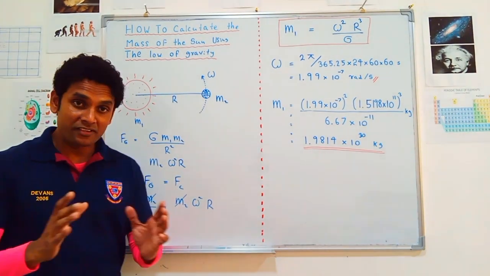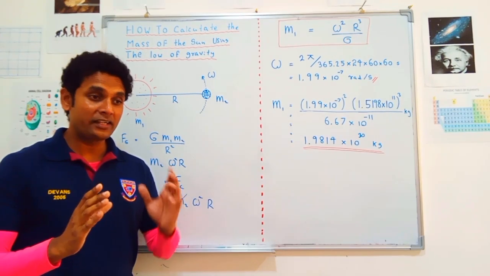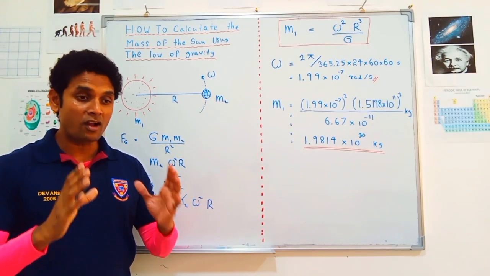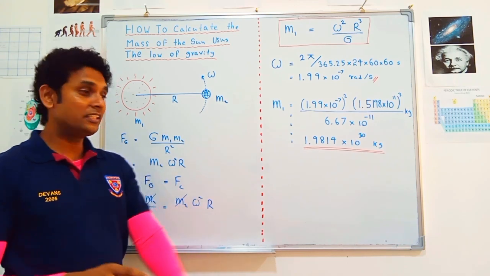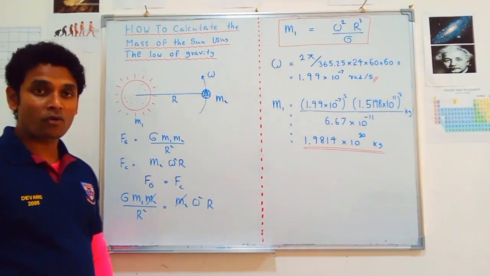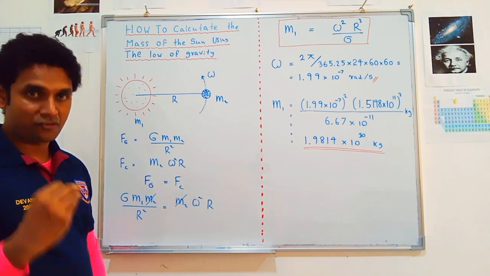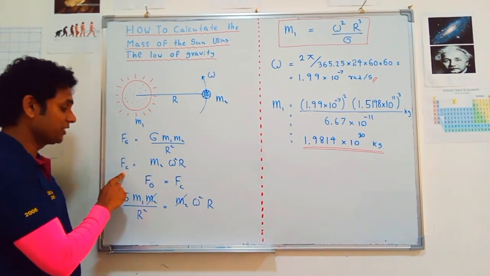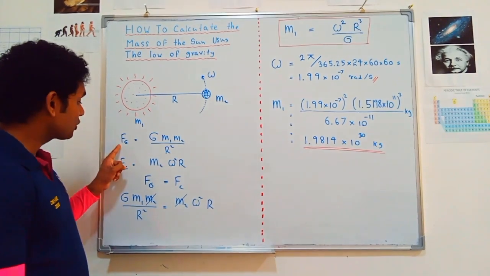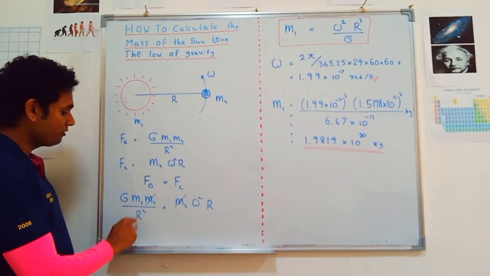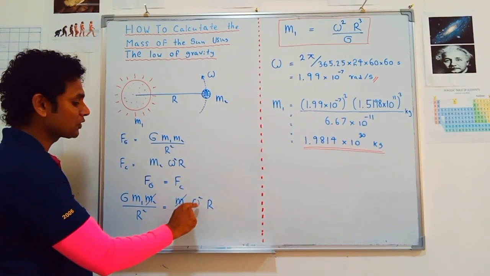Now, if the earth wants to rotate around the sun continuously, this required centrifugal force must be provided by the gravitational attraction, Fg. So Fg has to provide the Fc. It means Fg has to be equal to Fc. So Fg equals Fc: G m1 m2 divided by r square is equal to m2 omega square r.